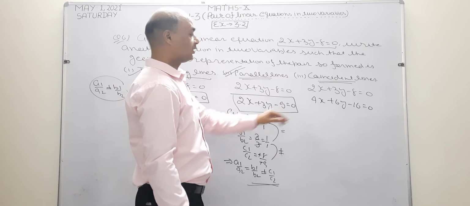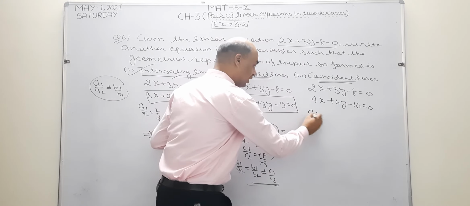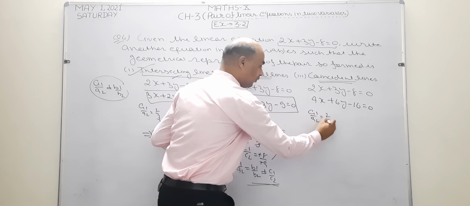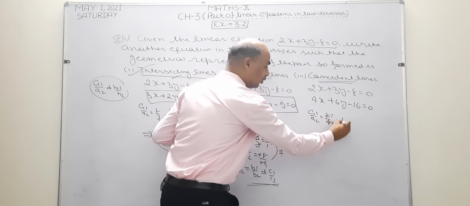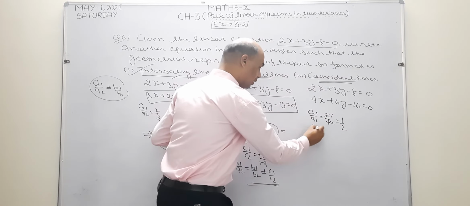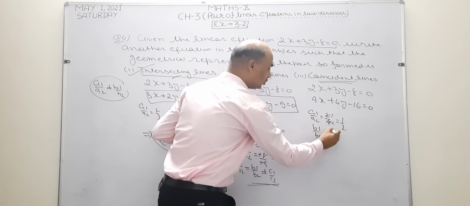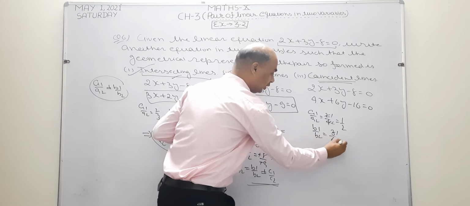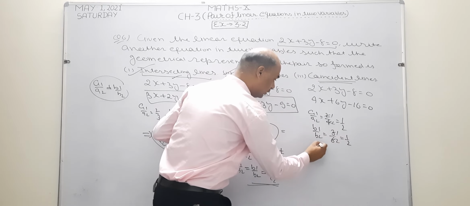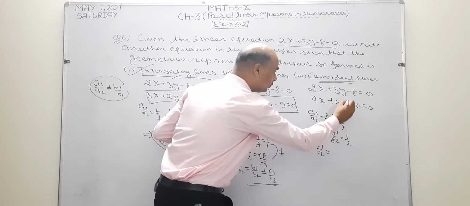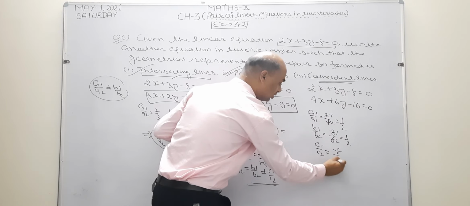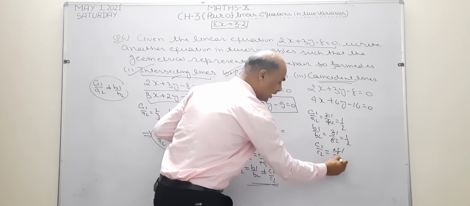Now I am going to check the ratios. See, what is the value of A1 by A2? 2 by 4. 2 1s are 2, 2 2s are 4, becomes 1 by 2. What is the value of B1 by B2? 3 by 6. 3 1s are 3, 3 2s are 6. This becomes 1 by 2. What is the value of C1 by C2? Minus 8 by minus 16. Minus is cancelled with minus. 8 1s are 8, 8 2s are 16.